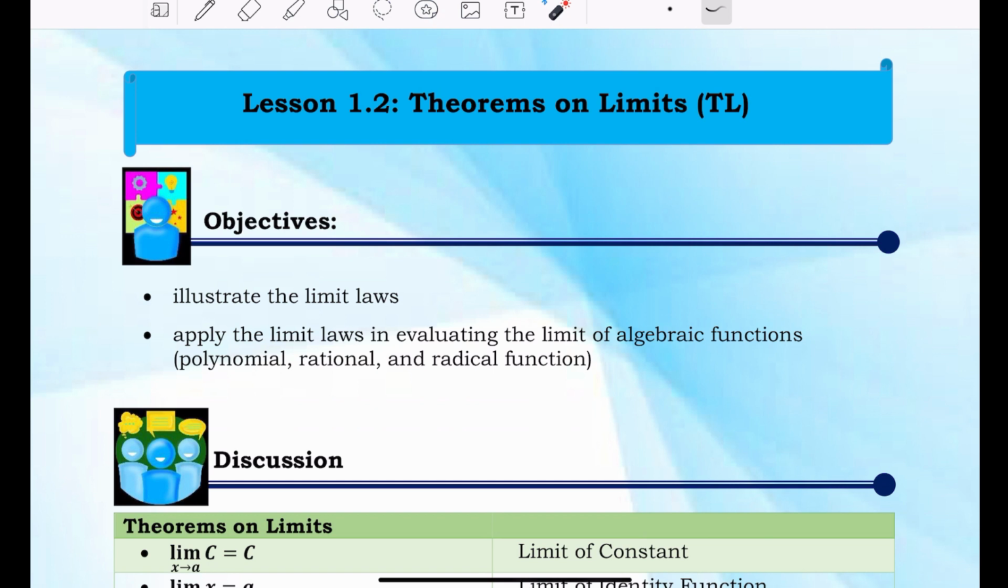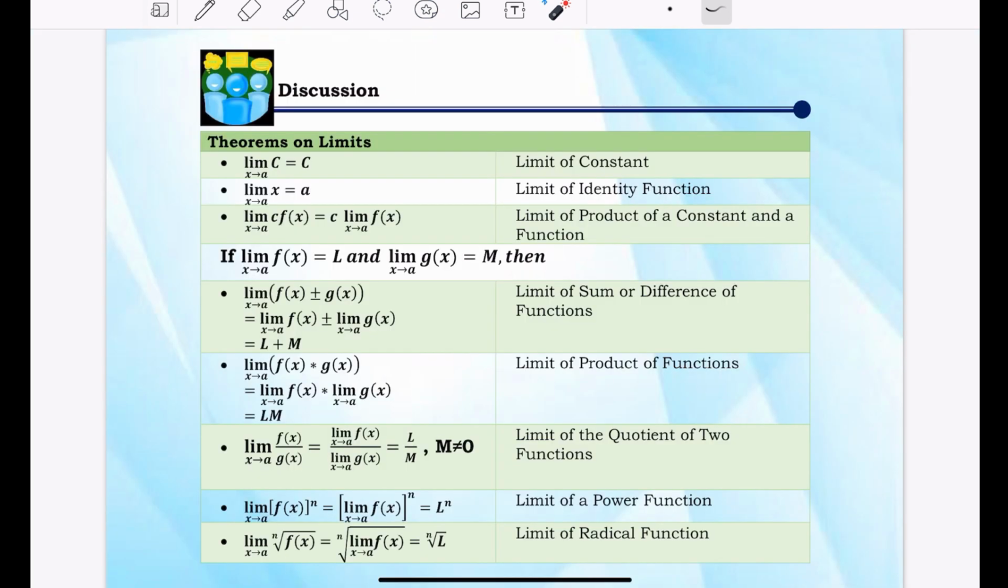The objectives of these lessons are to illustrate the limit laws and apply the limit laws in evaluating the limit of algebraic functions: polynomial, rational, and radical functions. So these are the theorems on limits.